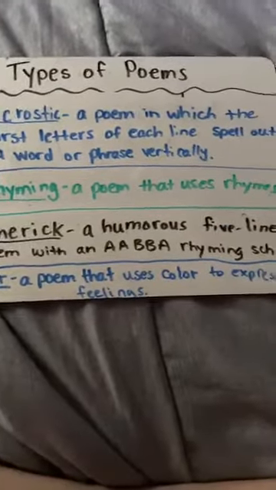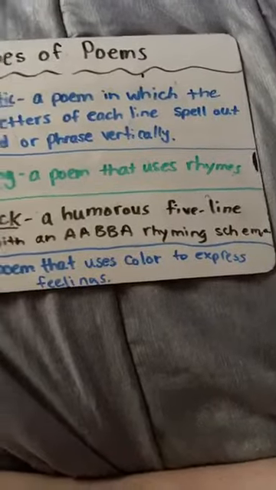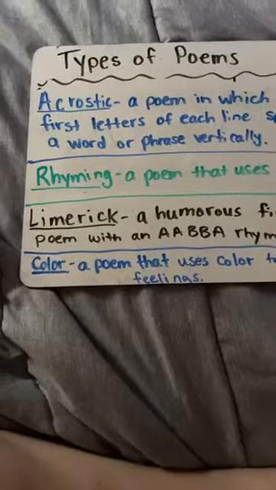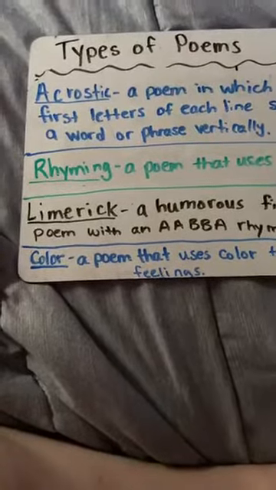Rhyming is a poem that uses rhymes. Pretty easy, huh? Like hickory dickory dock, the mouse went up the clock. The clock struck one, the mouse ran down, hickory dickory dock.